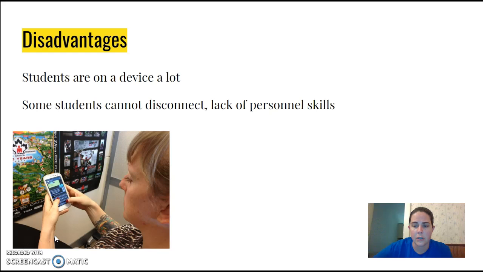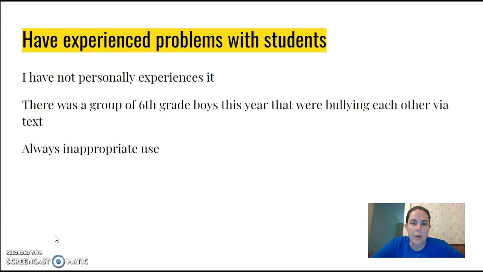when you incorporate some sort of technology, students are on those devices a lot, and sometimes they can't disconnect. This year, I made a bet with a couple of girls that I bet you couldn't go 1 hour without being on your phone. And students start to develop lack of personal skills. They can't have a meaningful conversation with anybody because they're used to being on their phone or texting or Snapchatting or stuff like that. Have I experienced problems with students? I have not personally experienced. I know this year we had an issue at the school I taught at with some sixth grade boys where there was some bullying and intimidation stuff going on via text message.